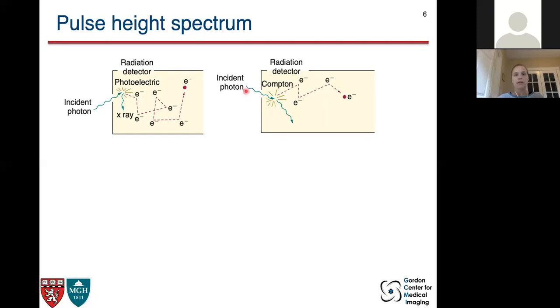But for Compton scattering, on the other hand, only part of the energy of the photon is lost in the interaction, or transferred to a photoelectron, which will then be absorbed in the detector. But part of the energy of the incident photon will go to the scattered photon. And this scattered photon can either be later absorbed in the detector, or it can escape the detector. And if it escapes, only part of the energy of the incident photon will actually be deposited in the detector.